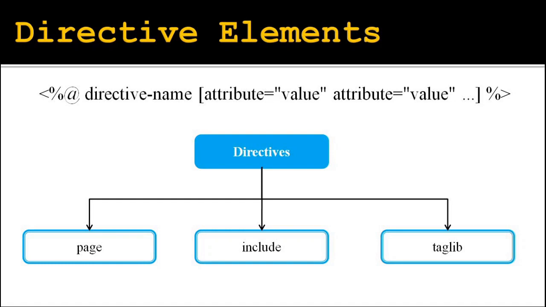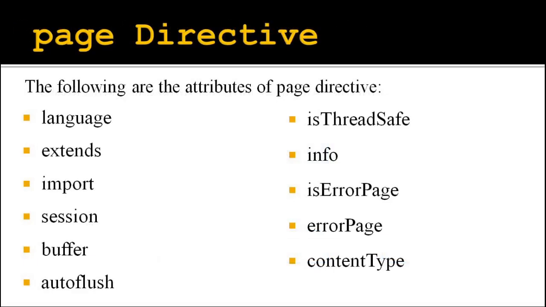JSP has three standard directives: page directive, include directive, and taglib directive. Page directive defines attributes that apply to the entire JSP page. Here are some of the attributes that are used for page directives. The first one is the language attribute. We have only one value for the language attribute, that is Java.